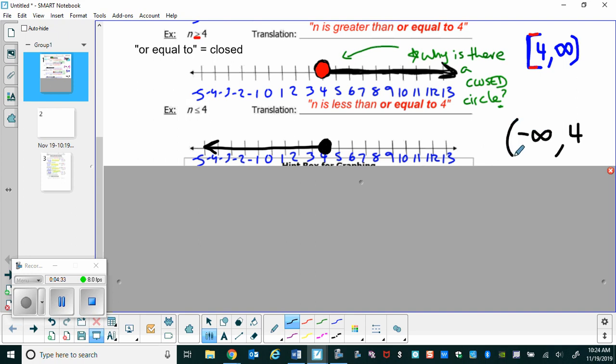You can never equal infinity. It's just the idea that the numbers keep going on forever and ever and ever. And then you can equal 4 in this case, so there's the bracket, okay?